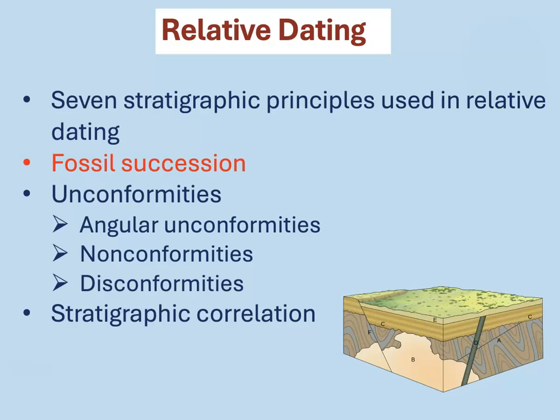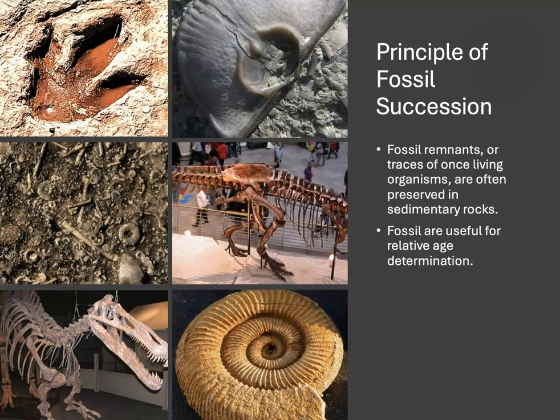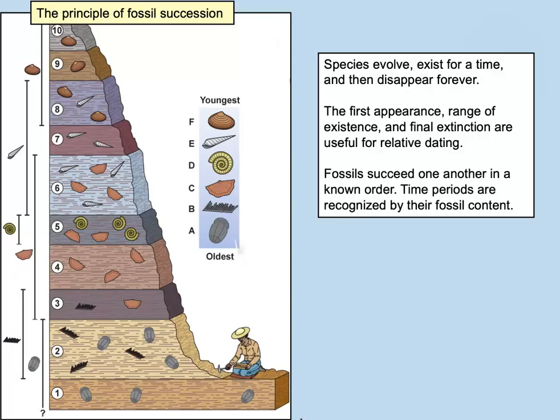Okay, let's continue with our outline. Fossil succession. Fossils, of course, represent the remains or the traces of animals and plants from the past. These are useful for helping us figure out relative age determinations. Paleontologists who study fossils have realized that species evolve, exist for a certain amount of time, and then disappear from the fossil record forever. Their first appearance and their final extinction date gives us the range of their existence, and that can help us for relative dating.